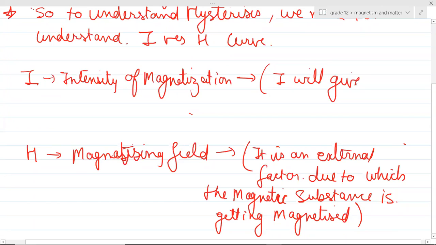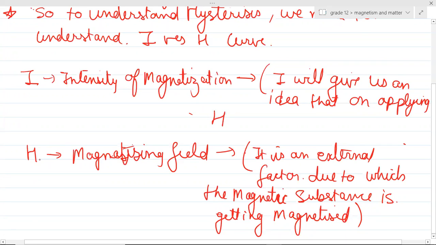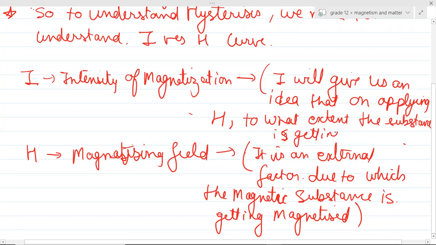This intensity of magnetization will give us an idea that on applying this external magnetic field, or basically on applying this H, how much, or to what extent, the substance is getting magnetized. So can you understand the difference between them very clearly?